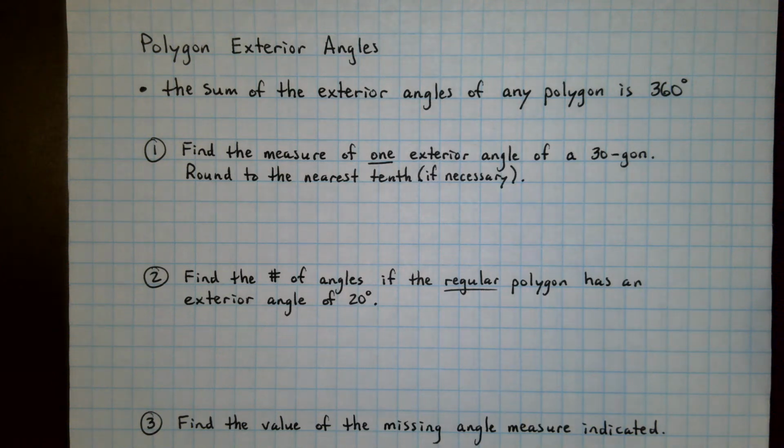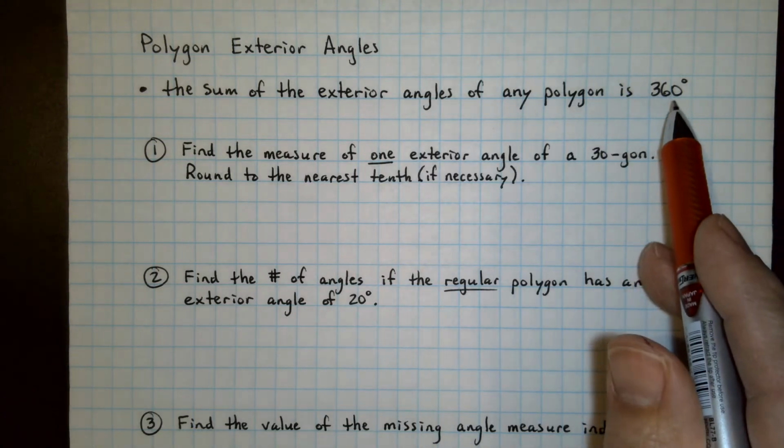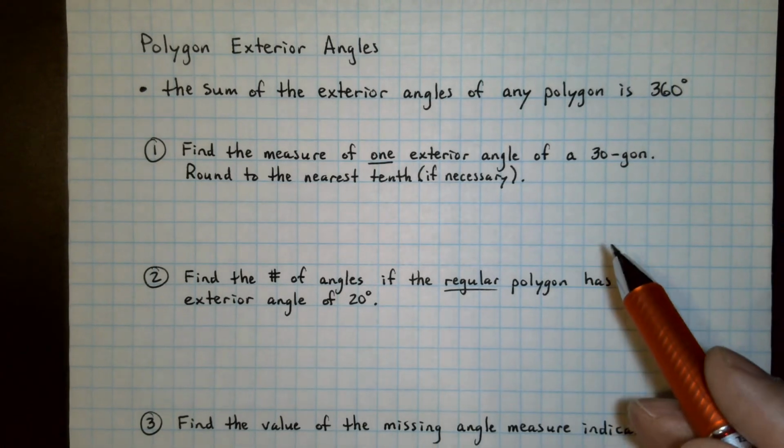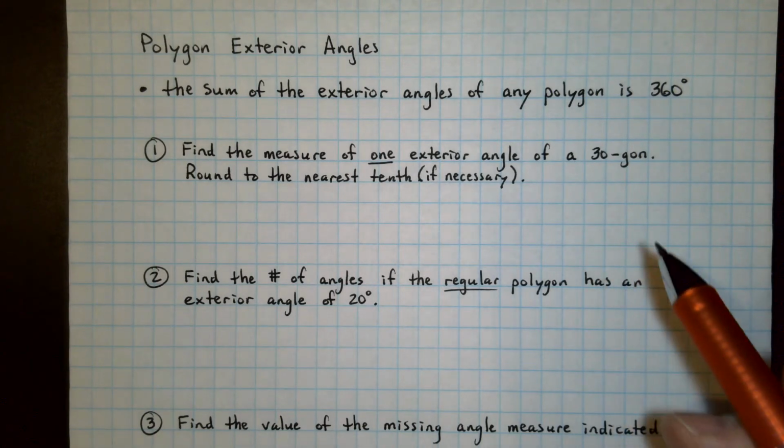The exterior angles of polygons always have the same total, regardless of how many sides, how many angles, regardless of whether it's a concave or convex polygon. The total will always be 360 degrees. And we can use that to find some other values.